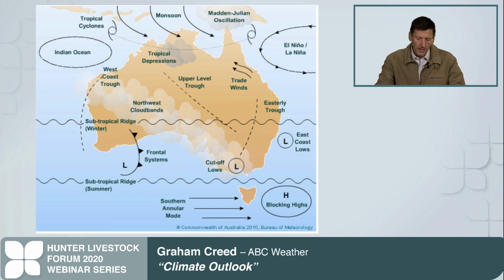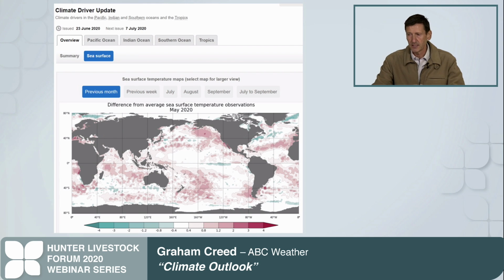So for New South Wales, there are really 4 key drivers of climate, particularly for the Hunter: El Nino, La Nina, Indian Ocean Dipole, Southern Annular Mode, and also the Madden-Julian oscillation. Now, these are all impacting rainfall and temperature across New South Wales at different times of the year. So let's look at some of the individual information on each of those things.